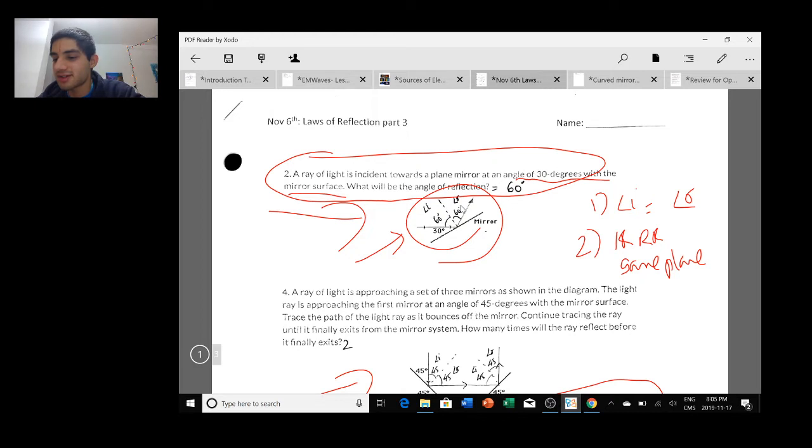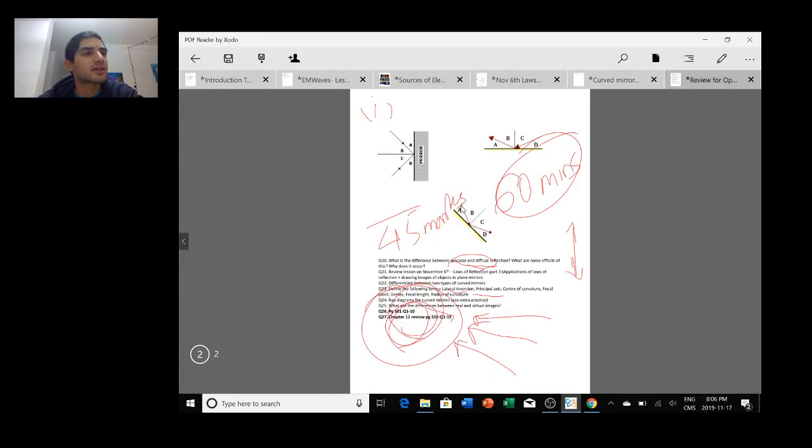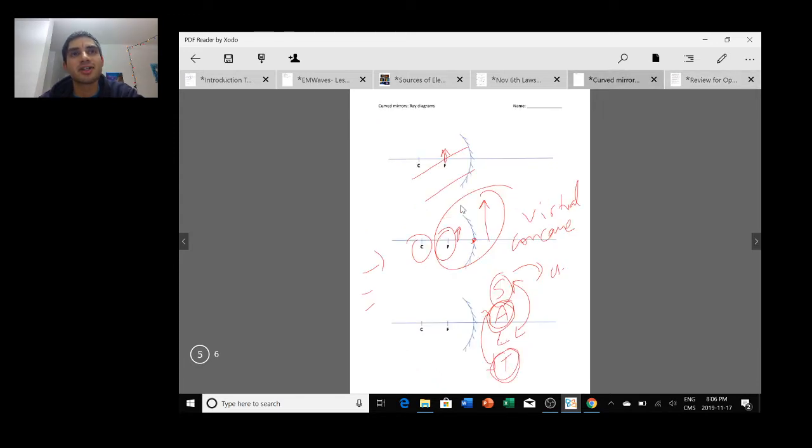How many questions are there on the test? How many multiple choice? How many long answers? That's a good question. I still haven't made the test, so I'm not entirely sure. But I'm going to say there's going to be at least 3 or 4 ray diagrams, 4 or 5 multiple choice questions, and there's going to be a couple of short answer questions. By a couple, I mean around 5 or 6. So that's the closest breakdown I can give you right now.